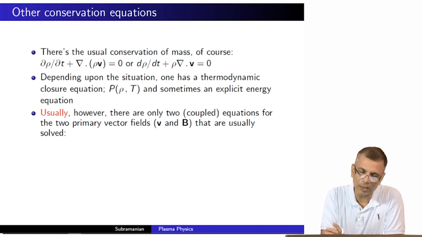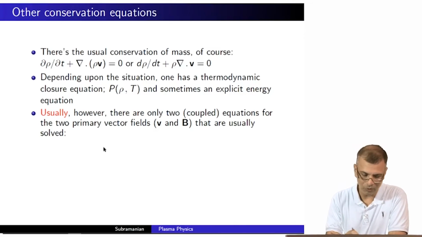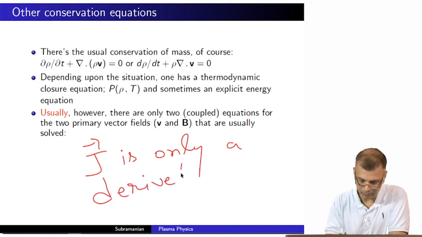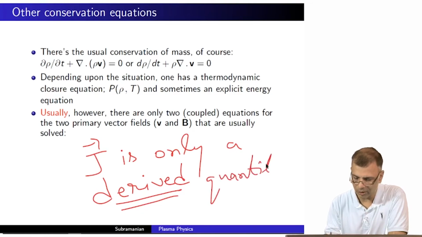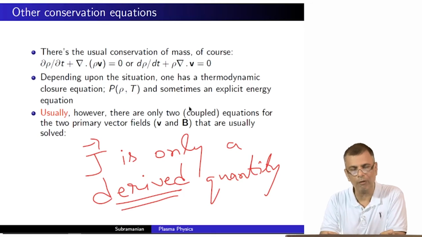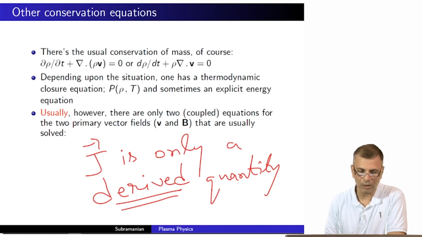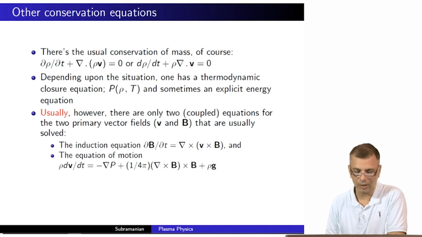We might talk a lot about current density and so on, but J is only a derived quantity. The primary quantities are just the fluid velocity and the magnetic field, that is it. And these are the coupled equations that you solve: the induction equation and the equation of motion, or the momentum equation.